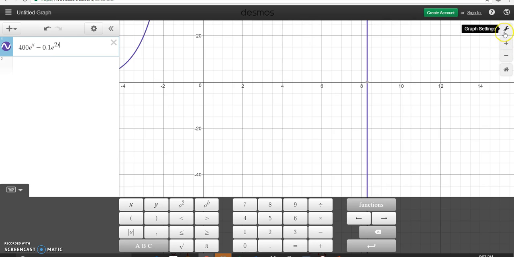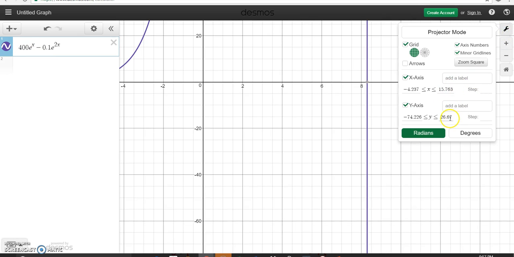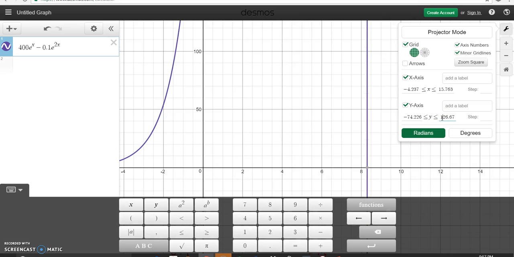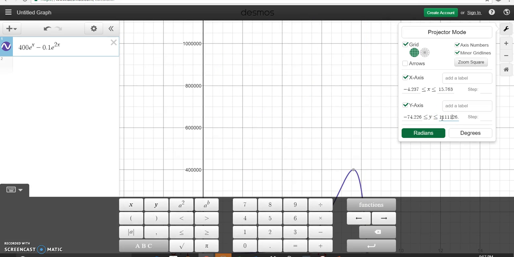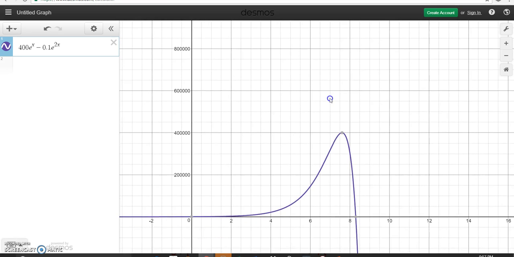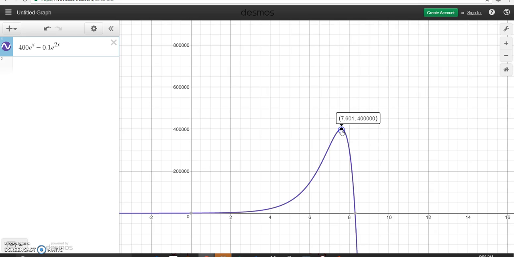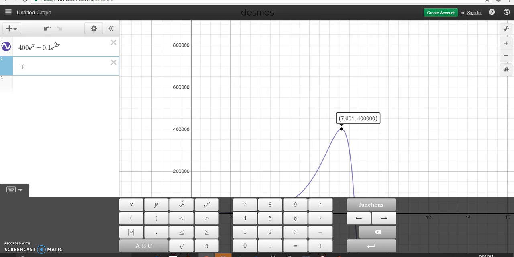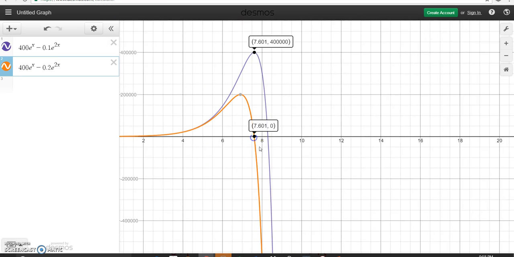So I've begun graphing the function here, and I'm going to change my y-axis. And all I'm going to do is just keep adding a 1 here until I finally see that maximum. There it is. Okay, so now I can see that I have a maximum, first of all, right there. So that's my maximum possible profit. And if I plot the first derivative, which we know now is 400 e to the x minus 0.2 e to the 2x, then what I should notice is that where that derivative crosses the horizontal axis, that's my critical point. That's actually an absolute maximum at 7.601.